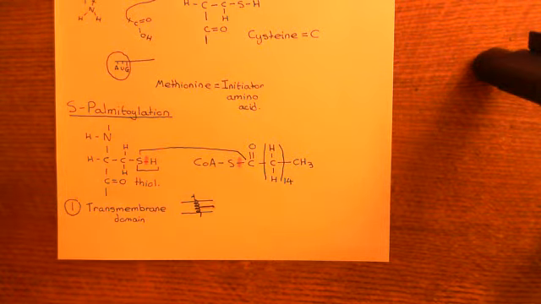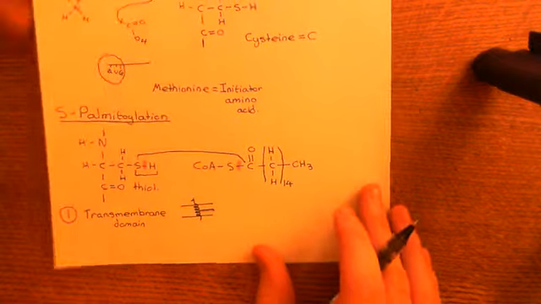Okay, let me go on to the second one now. Now this is more complicated. That one was nice and easy to explain. This is more complicated. In order to understand this, we are going to have to talk about a different type of lipid modification that occurs to proteins, namely prenylation. So let's take on the topic of prenylation.